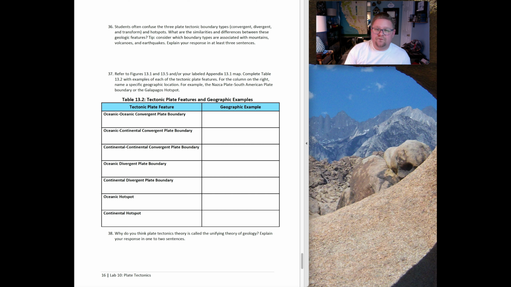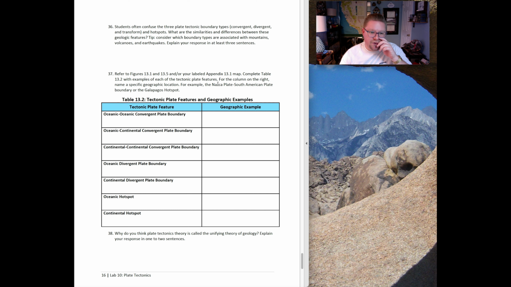Then we move into table 13.2, which is question number 37. It says, refer to figures 13.1 and 13.5 earlier in the lab and/or your labeled appendix. Complete table 13.2 with examples of each of the plate features. For the column on the right, name a specific geographic location. As an example, the Nazca plate, South American plate boundary, or maybe even the Galapagos location. So what you're looking at is, where is an ocean-to-ocean convergent plate boundary? Give a geographic example there.